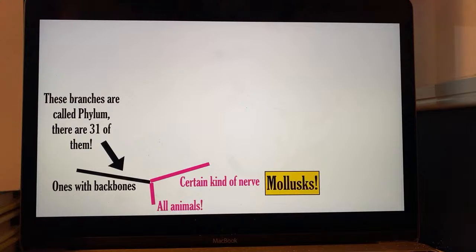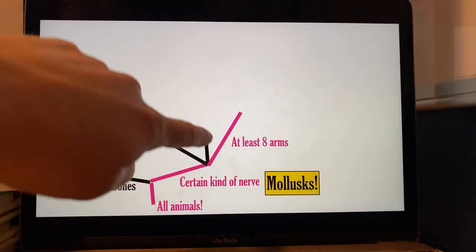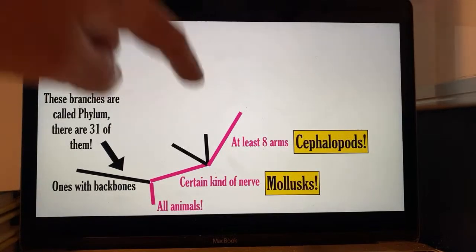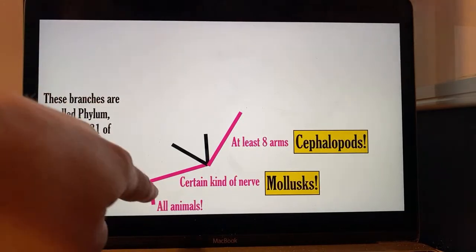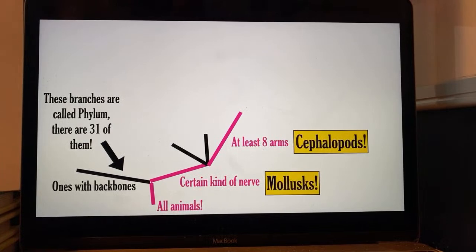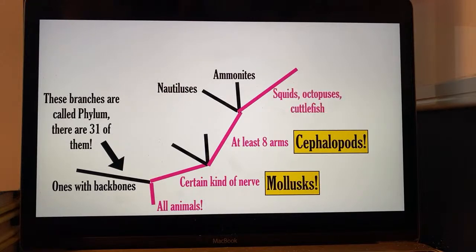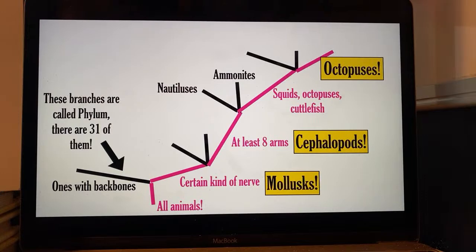And all the mollusks start changing and evolving until some of them have got at least 8 arms. So these are all mollusks, but now they're evolving to be different kinds of creatures. So all the ones with at least 8 arms are cephalopods. So all cephalopods are mollusks, yeah? It's an animal with a certain kind of nerve and at least 8 arms is a cephalopod. And then the cephalopods evolve and change, evolve and change. And eventually they evolve into nautiluses, ammonites, and squids, octopuses, and cuttlefish are all going along that branch. And eventually they obviously evolve into squids and cuttlefish and octopuses, all being different creatures. And then I didn't know this, octopuses also evolve into two different kinds of octopus, the cirrina and the incirrina. We're going to talk about that in a minute.